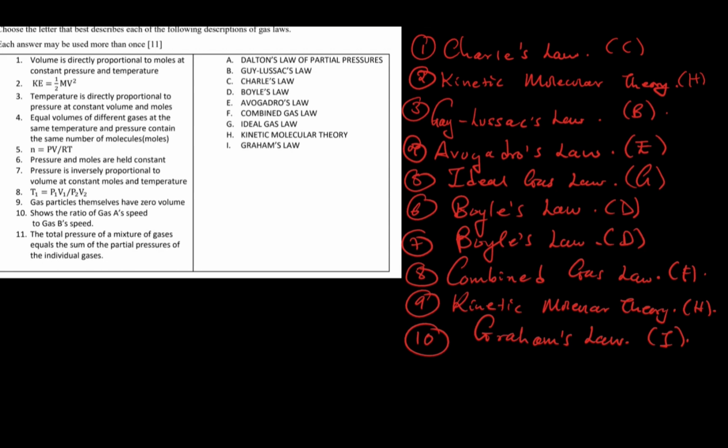Then let's look at the last one, which is basically 11, which says the total pressure of a mixture of gases equals the sum of the partial pressures of the individual gases. Now, this is basically known as Dalton's law of partial pressure. All right, so Dalton's law of partial pressures states that the total pressure of a mixture of gases is equal to the sum of the partial pressures of the individual gases.